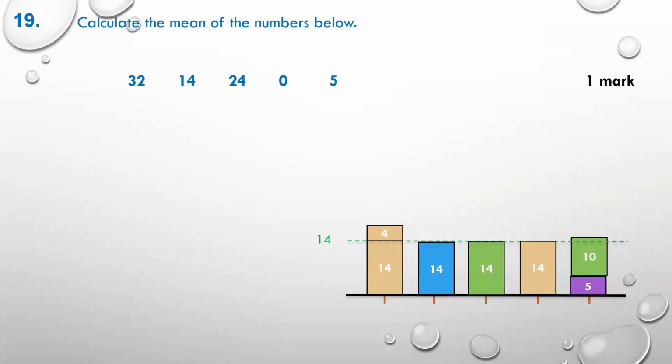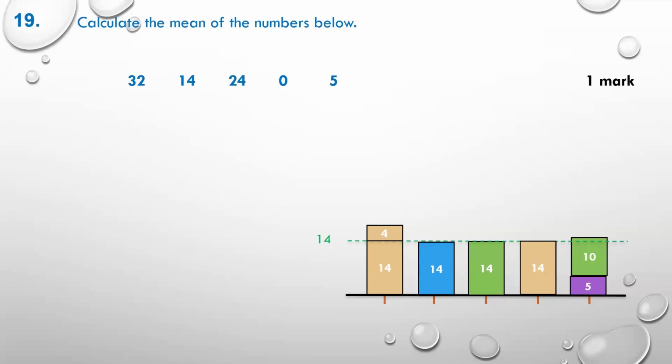Now look what happens. If the mean is 14, then the second column is good, the third column is good, the fourth column is good. But we have 1 extra in the fifth column, and we have 4 extra in the first column. So we have more. That means our mean is greater than 14.